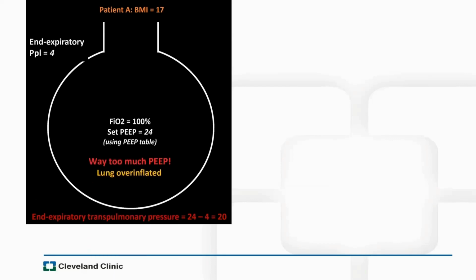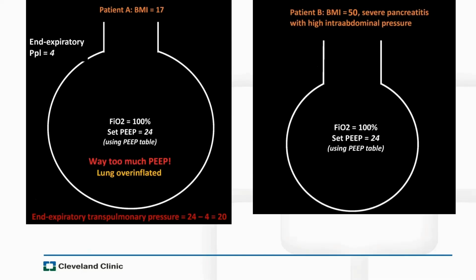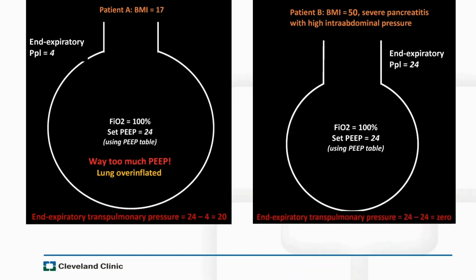Compared this to an obese patient, BMI of 50, pancreatitis, who also has ARDS, and we use the same PEEP table in this patient, right? So we set a PEEP of 24. But in this patient, because of the extra mass, it drives up the pressure around the lung, the pleural pressure, to 24. So the delta here is 0.